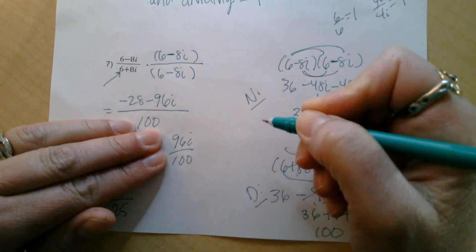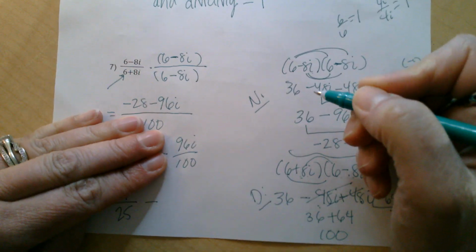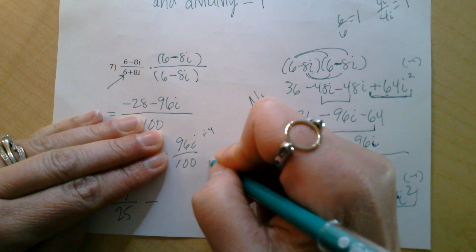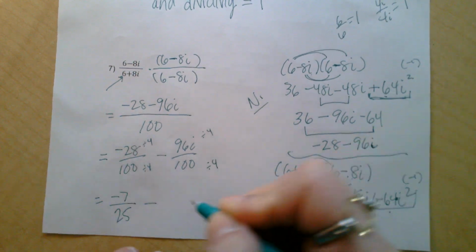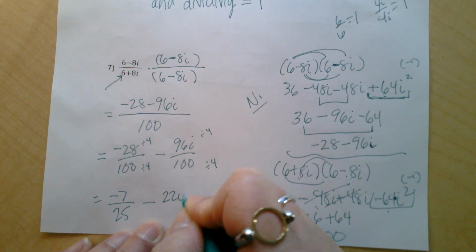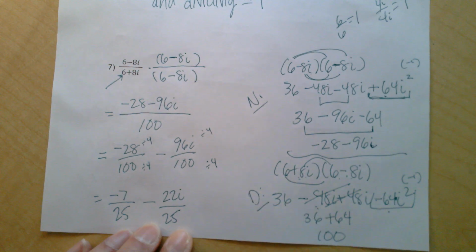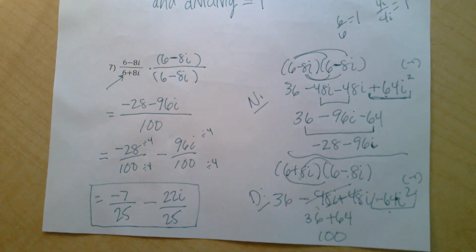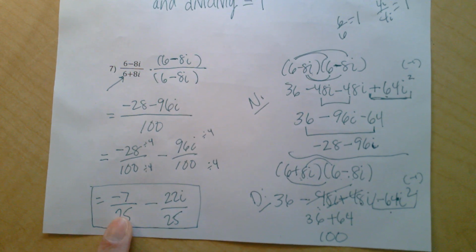And then I'm going to look here, and bring down my minus first. I'm going to look here and see what number, and I think again it is 4 divided by 4. And so 96 divided by 4 is going to be 24i over 25. I cannot reduce any further, so this is my answer. And that's how we divide complex numbers, making sure there's no i in the denominator. Hope it helps. Thank you.